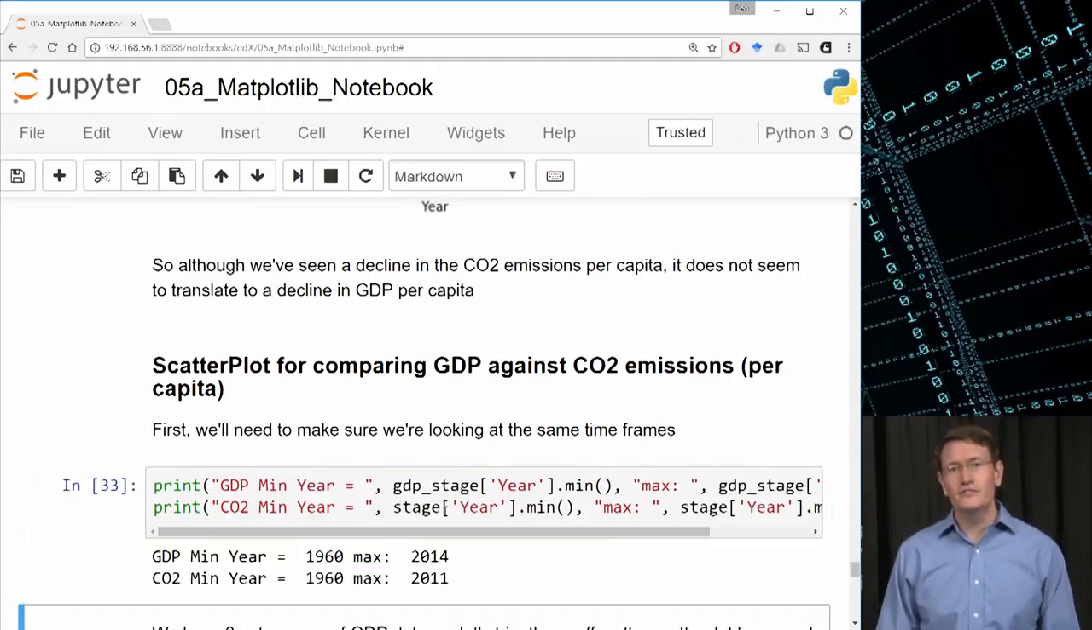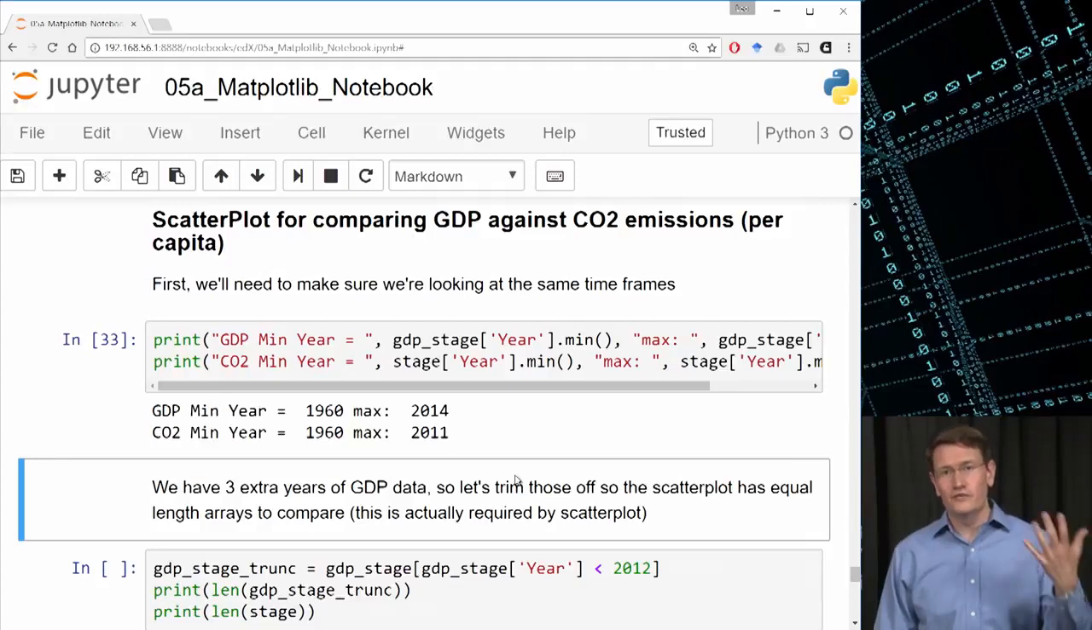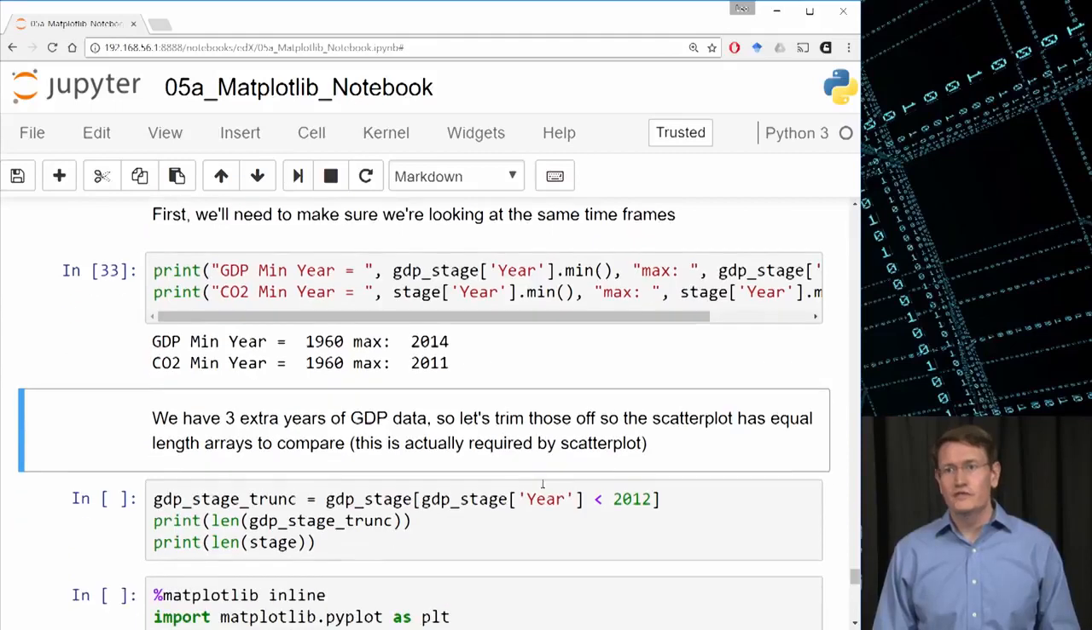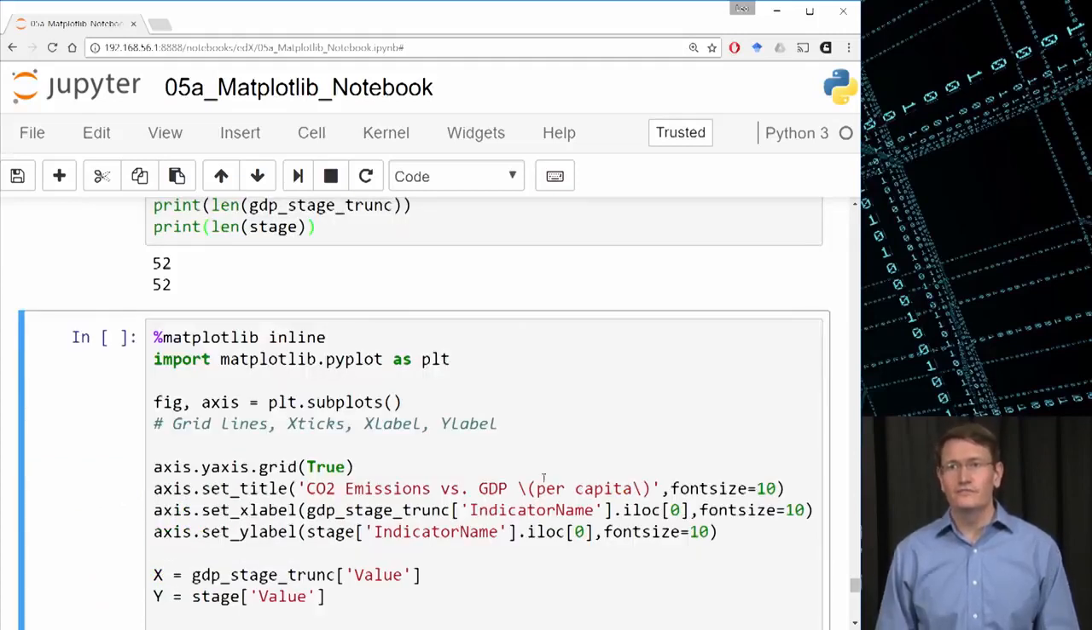Ugh. So they both start in the same year, 1960, but I have more data for GDP than I do for CO2. So I need to have the same number of data points for the scatter plot, and to do that, I'm going to trim off those extra ones. To do this trimming, I'll just ask for the years before 2012. And then I'll check that our data has the same number of values for both the GDP and the CO2 emissions. There we go. So we have 52 years' worth of data for both.